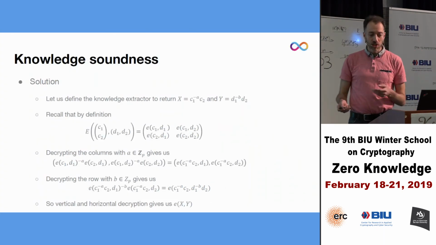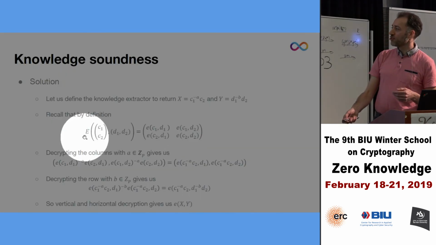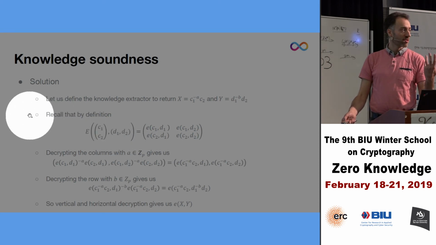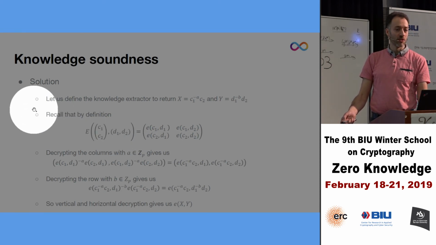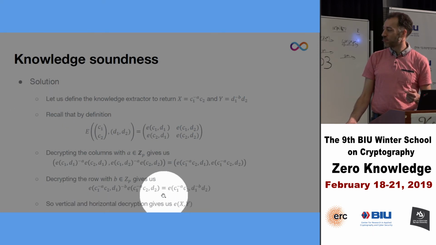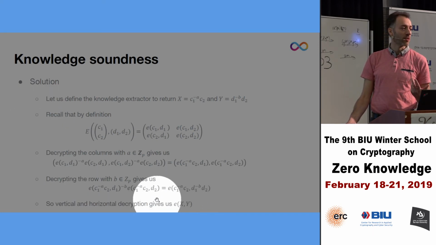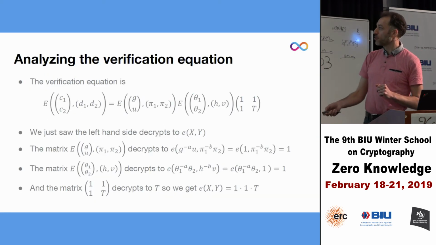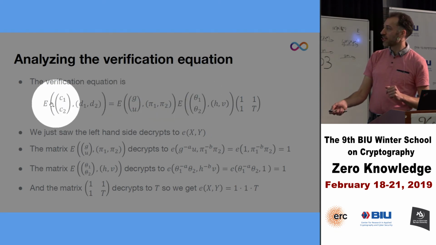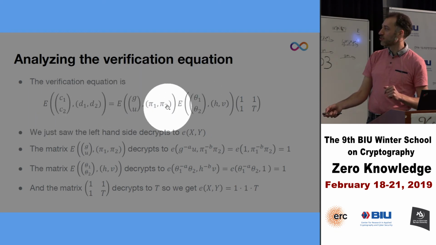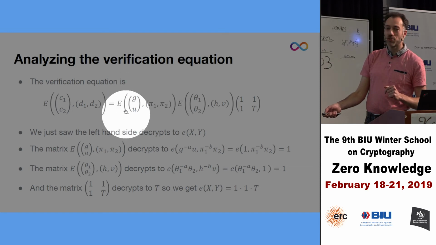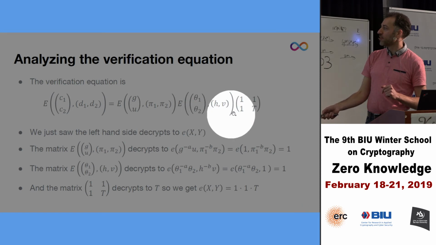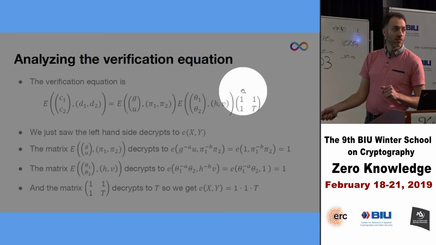So the left side of the verification equation consists of this pairing here, and we see that if we take the left-hand side of the verification equation and decrypt in two directions, we actually get the pairing of this secret x and y. The full verification equation is this one, and we just analyzed the left-hand side. But then there were also some proof elements that we had to pair with GU, and some proof elements we had to pair with HEV, and then we had the 1 1 1 T.